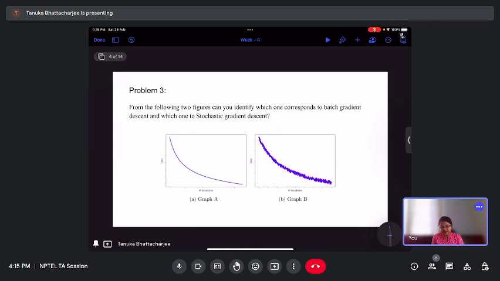So here these two graphs show the cost function value with the iteration, how it is minimizing. One of them is using batch gradient descent and the other is using stochastic gradient descent. Now can you say which of the following two figures is for batch gradient descent and which one is stochastic gradient descent? Can any one of you answer this?